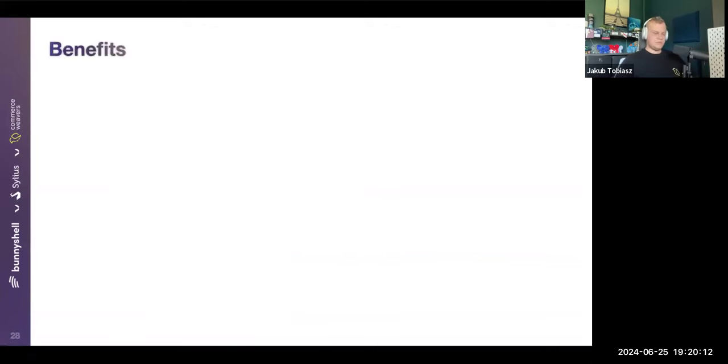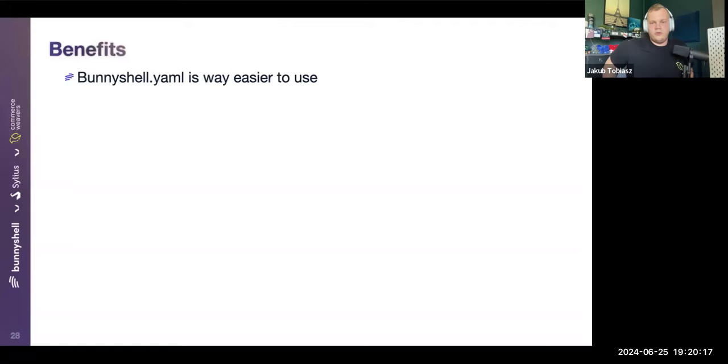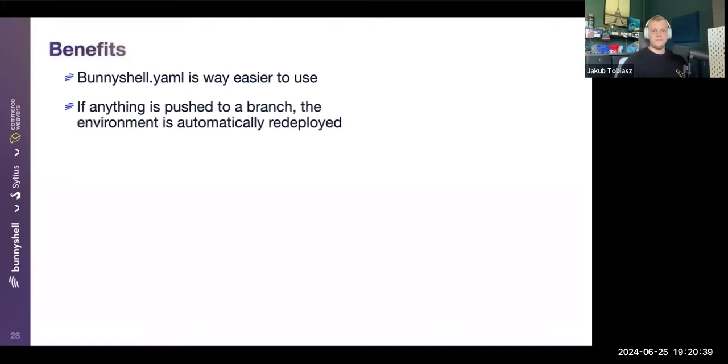So what are the benefits of using Bunnyshell from our perspective as Sylius? Bunnyshell.yaml is way easier to use. As I said, I had an opportunity to configure Helm charts, and Bunnyshell, especially the Docker Compose section, is way easier to use. It's just a pleasure, and it's easy to reuse this configuration file in other projects on other branches. If anything is pushed to a branch, like say we have merged a pull request to 1.13, the environment is automatically redeployed.